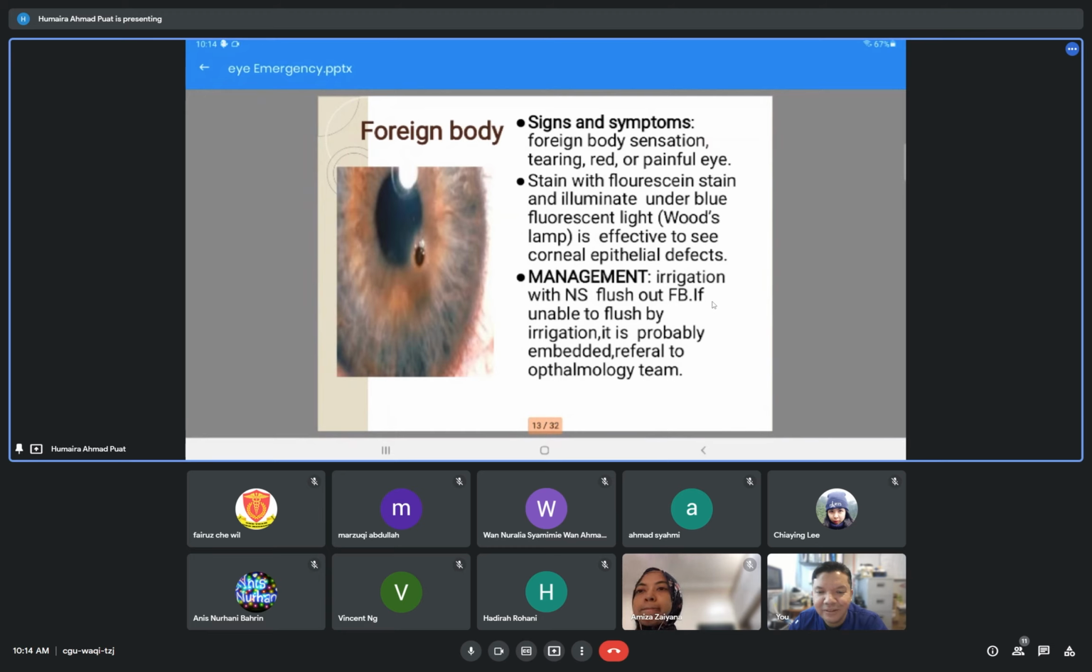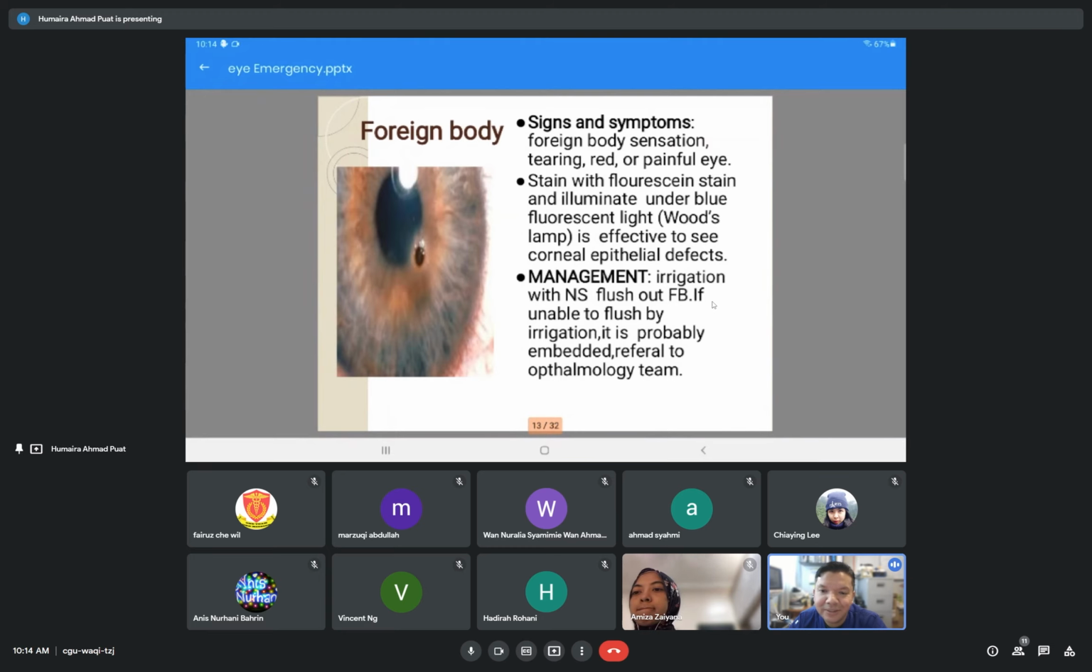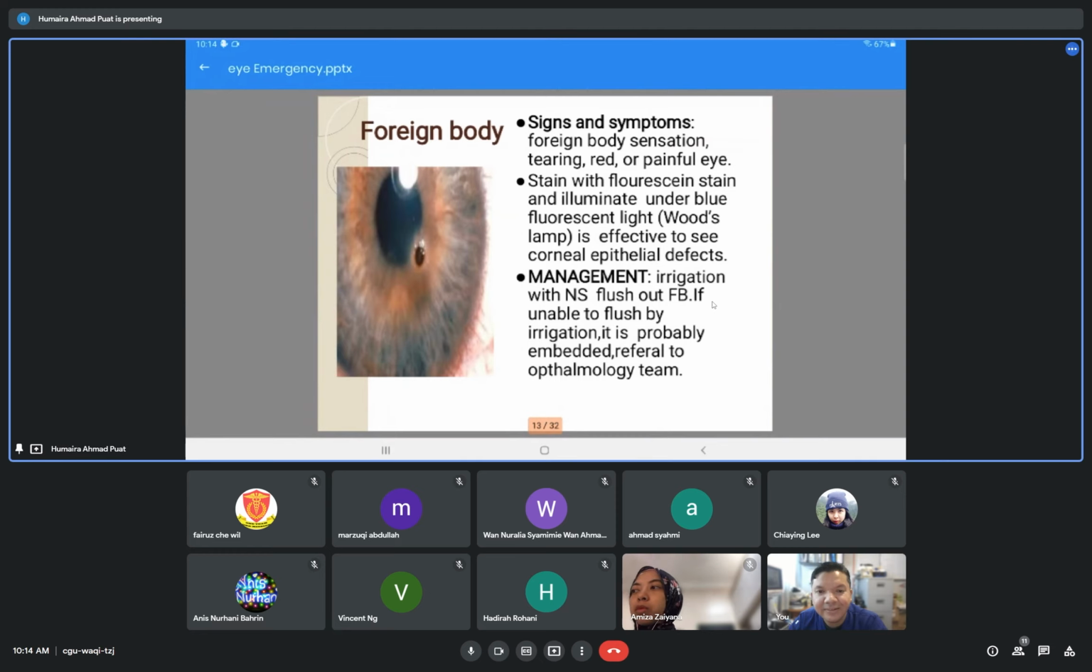No high tech equipment at all. Just use a very fine needle and just remove it. It will cause a bit of scarring, but normally the cornea will heal by itself. Okay. Okay, next.